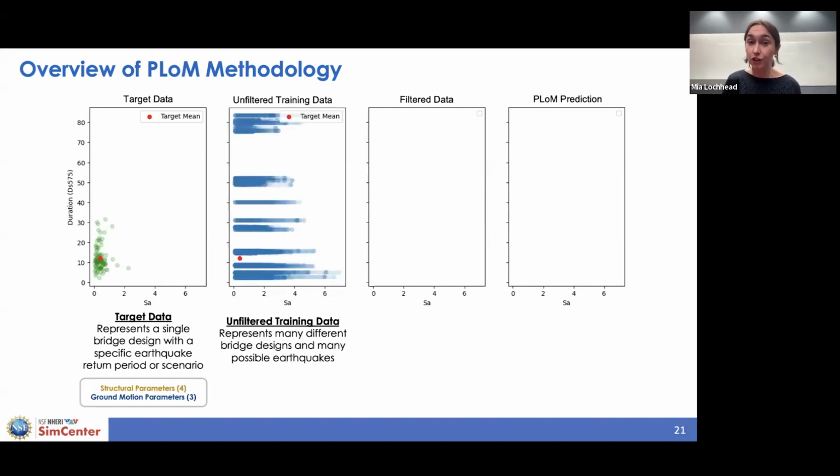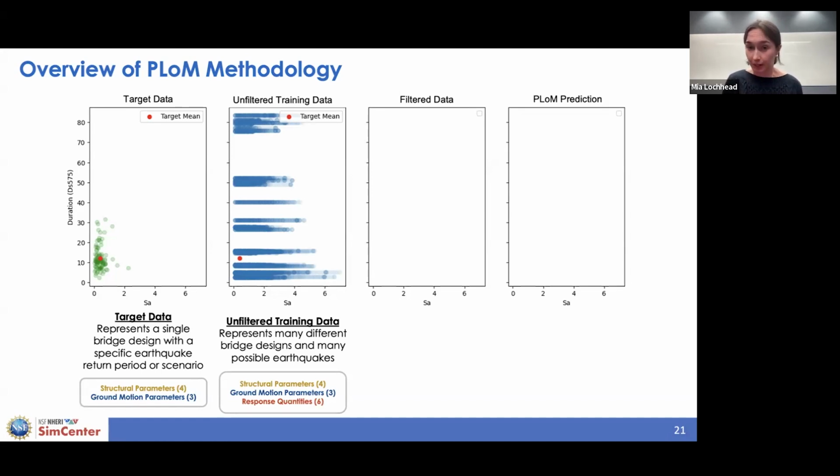Second, we have unfiltered training data. This blue data represents data across many different bridge designs and many possible earthquakes. So this is very generalized. This is the data set that I mentioned previously in terms of training data. And because it's our training data, it contains both the inputs and the output parameters. So it also contains those 6 response quantities in the case of the non-collapse surrogate.